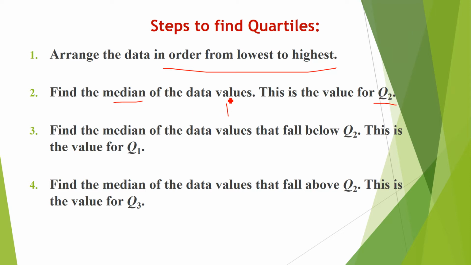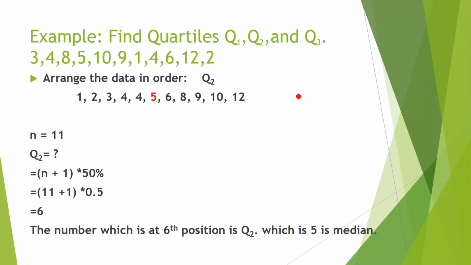Then the median divides the data into two halves. One part of the data is on the left hand side, the remaining is on the right hand side. On the left hand side, you calculate the median of the left hand side, which is called quartile 1. You find the center or median of the right hand side data, which is called Q3. So here I will show you with the help of an example.